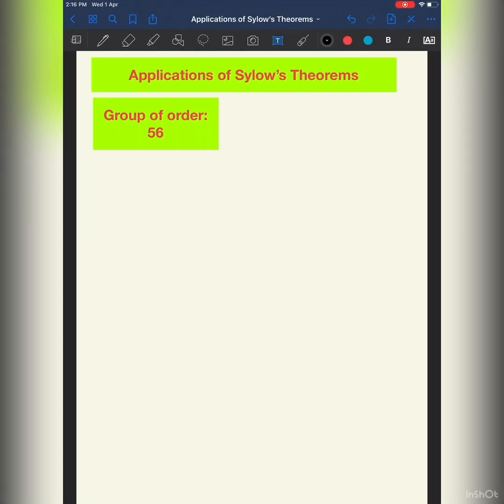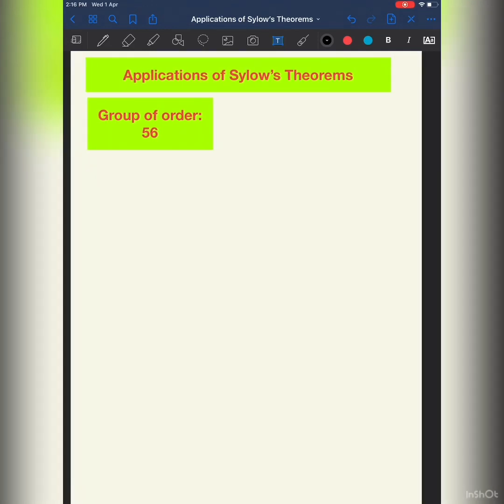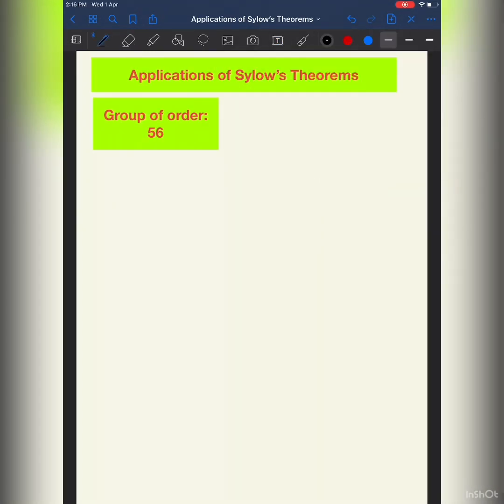Okay, let's go for 56. Let's see a group of order 56. 56 I can write like 8 times 7, that is 2 cubed times 7. Always write it like this, from small to above, with powers also.